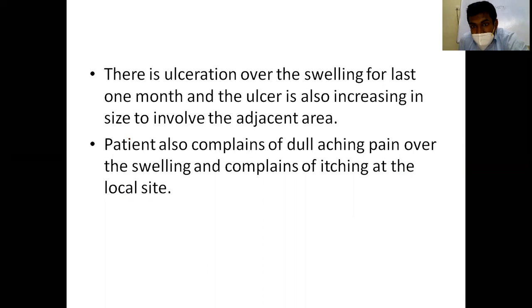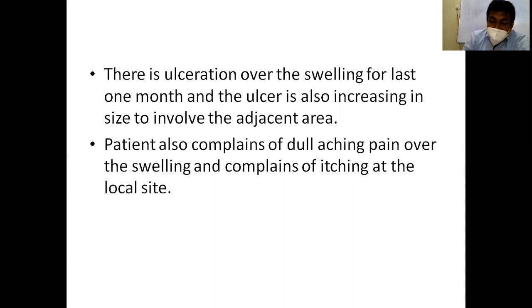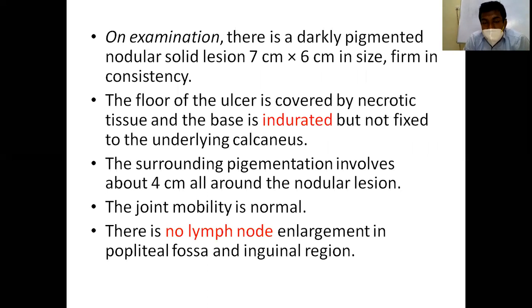Now there is ulceration over the swelling for the last 1 month, and the ulcer is also increasing in size. The patient also complains of having a dull aching pain, and he complains of itching at the local site. On examination, there is a darkly pigmented nodular solid lesion measuring 7 into 6 centimeters, which is firm in consistency. The floor of the ulcer is covered by necrotic tissue, and the base is indurated but not fixed to the underlying calcaneus, that is the bone. The surrounding pigmentation involves 4 centimeters all around the lesion, and the joint mobility is normal, so there is no loss of function, and there is no lymph node enlargement in the popliteal fossa and the inguinal region.